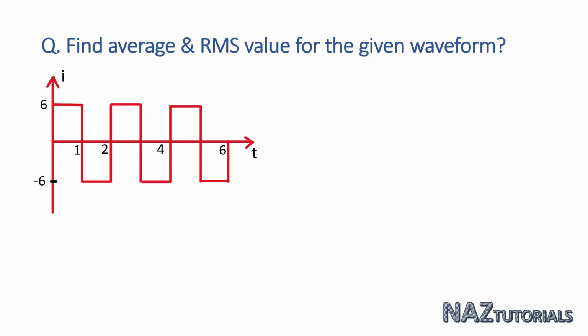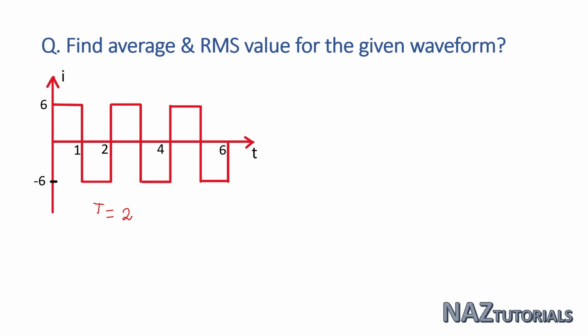Hello everyone. Today we will discuss average and RMS value of different kinds of waveforms that are square or rectangular wave shapes, and they are also periodic in nature. If you see this particular waveform, it has a time period of 2 seconds. It is periodic with a 2-second time period. So for this waveform our time period is 2 seconds.